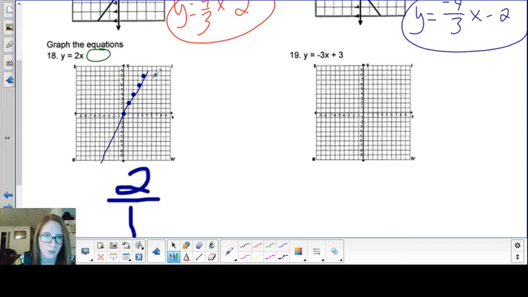Oh, and don't forget, you still need your arrows. So I already changed this back so I can do points.